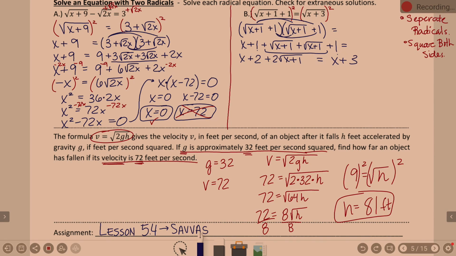Okay? Similar to the last one, I still have a square root left, don't I? So I'm going to get that radical by itself. Subtract x, subtract 2. And I have 2 square root of x plus 1 equals to 1 there. And then just like last time, we still have a radical, don't we? If you still have a radical, square both sides again.